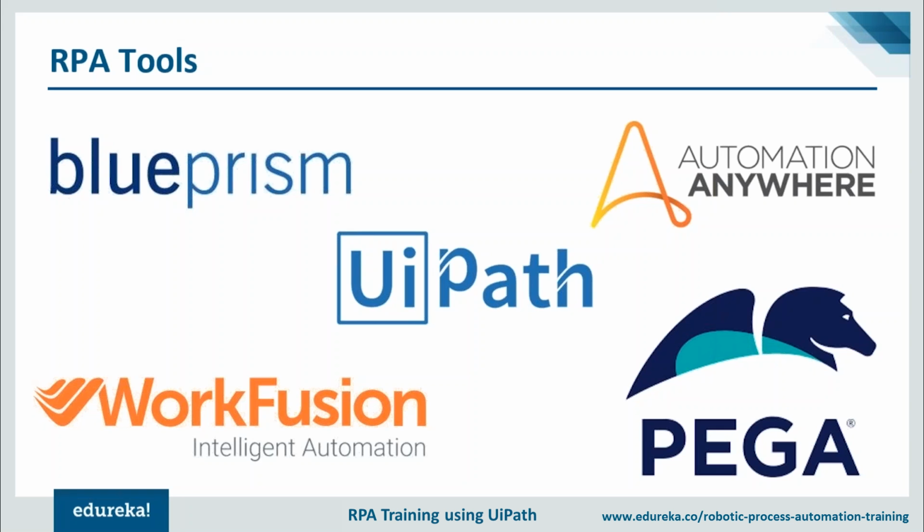So moving on, as we know what RPA means, let's look into how we can implement RPA technology. You can implement RPA technology using the leading tools available in the market. The leading tools available in the market are UiPath, Blue Prism, and Automation Anywhere.